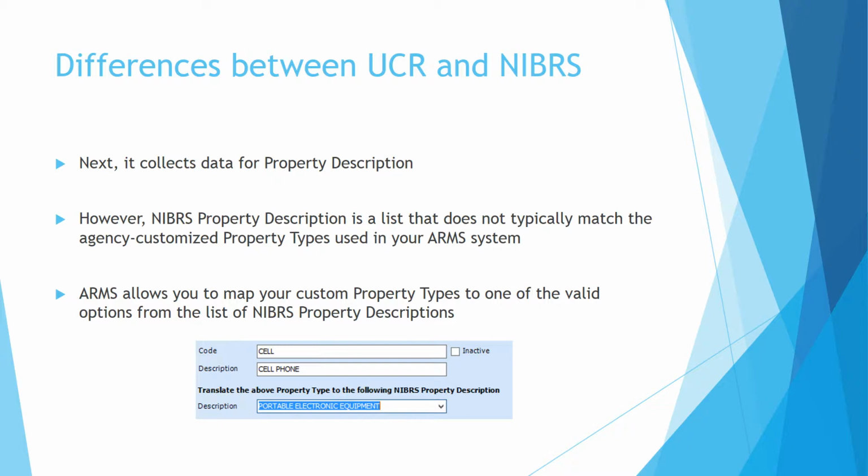Well, we make this easy for you by giving you the ability to match a NIBRS code to one of the property type values that you already have in your system. This way, you don't have to reteach the officers which codes to use and when to use them. They can continue to use the same codes that they're used to, and ARMS will automatically know which NIBRS code to link to each piece of property based on the property type value the officers are already putting in.